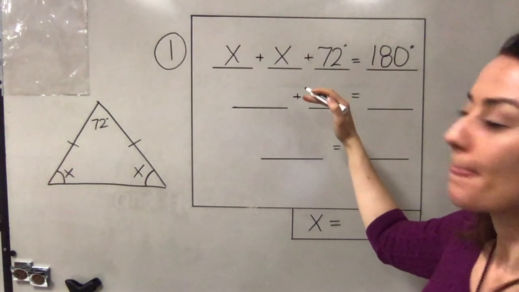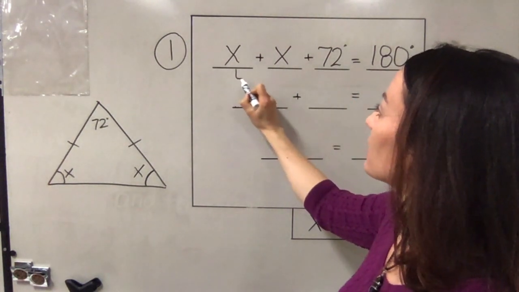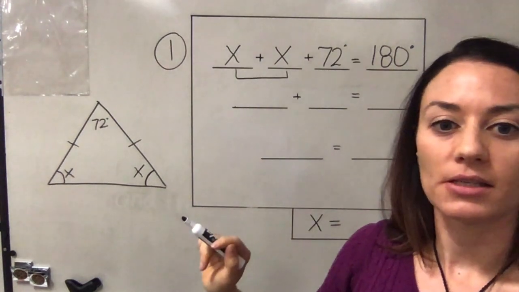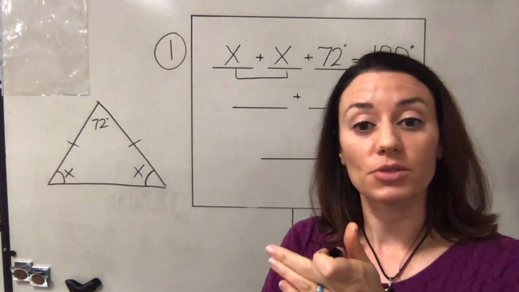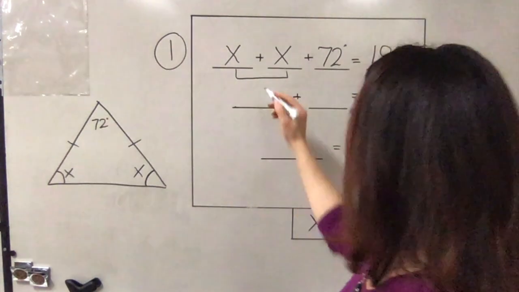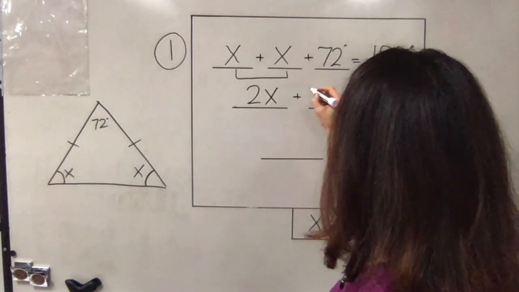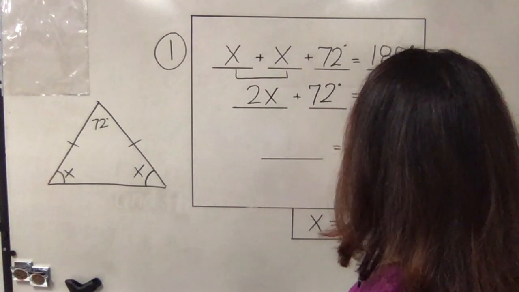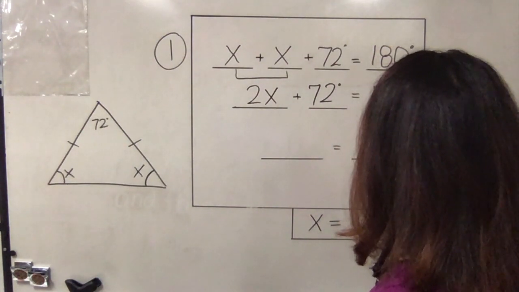Okay? Now, what do we have to do next? What do we do with those X's? Combine like terms. What's X plus X? It's 2X, right? There's 2 of them. So 2X plus 72 degrees equals 180. Easy. What do we do now?